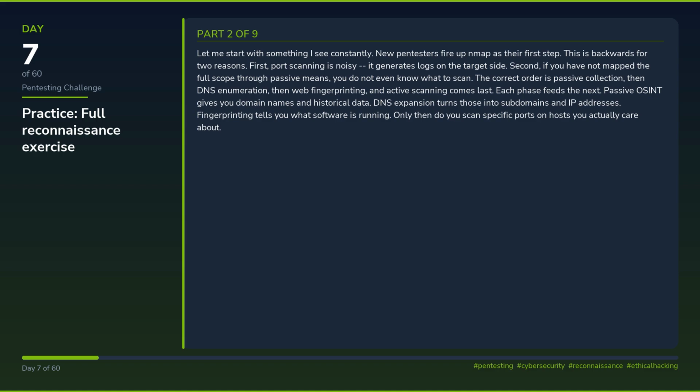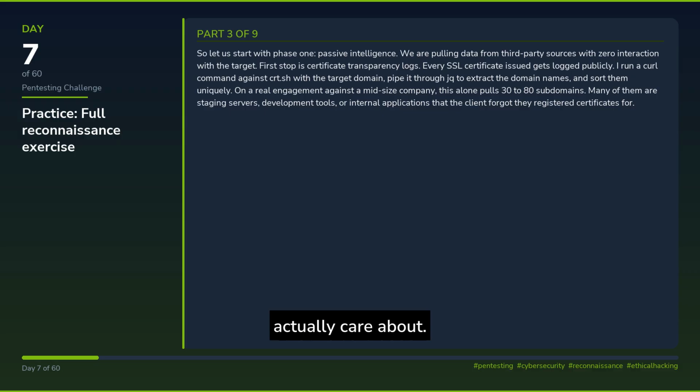Passive OSINT gives you domain names and historical data. DNS expansion turns those into subdomains and IP addresses. Fingerprinting tells you what software is running. Only then do you scan specific ports on hosts you actually care about. So let us start with Phase 1, Passive Intelligence. We are pulling data from third-party sources with zero interaction with the target.